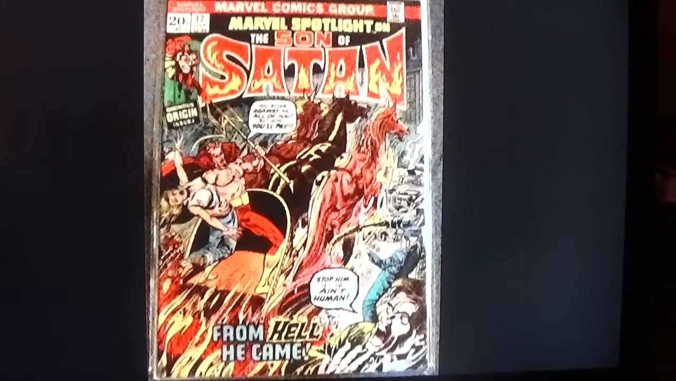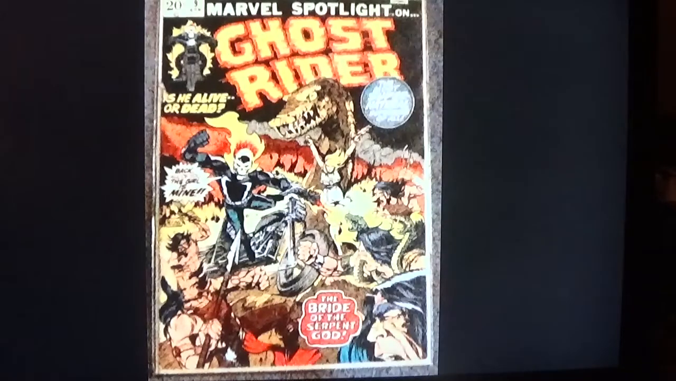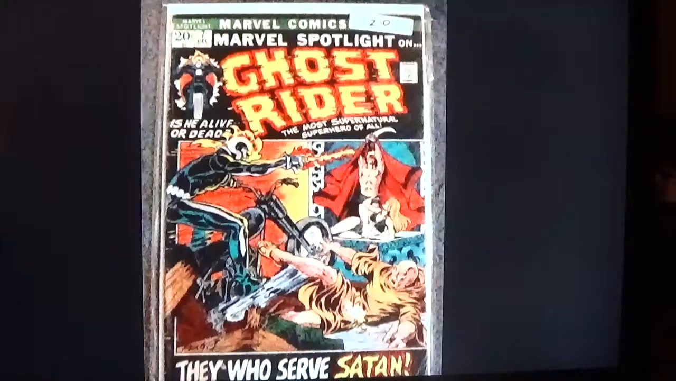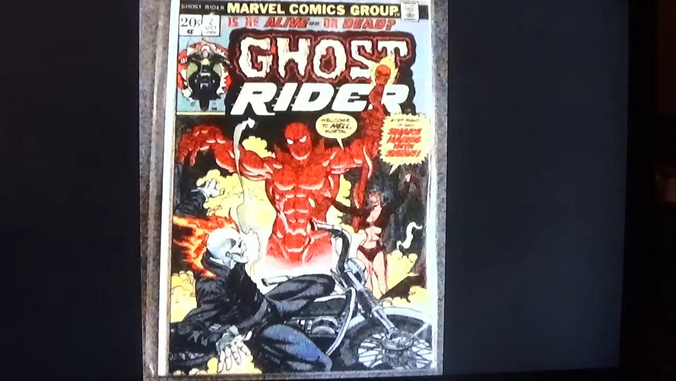Like I said, this first run, I will give them credit for what they created and getting a foothold in, but it is obviously not sustainable. You can only do so many comics like that. And see, the whole gig of it was, as you can see on the issue covers, is he alive or dead? The most supernatural superhero of them all. And he's going around fighting supernatural threats. And it's basically just the devil. So you can't keep a comic book going with that.